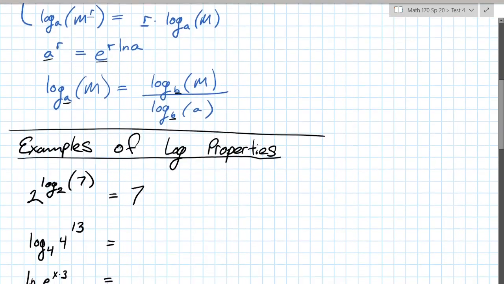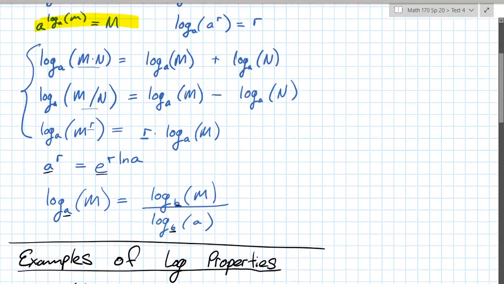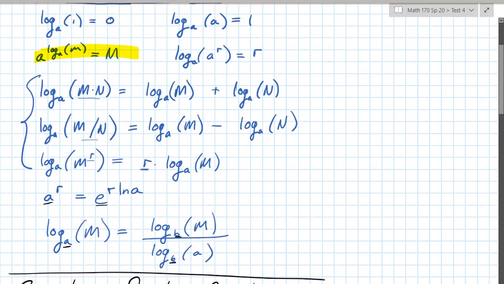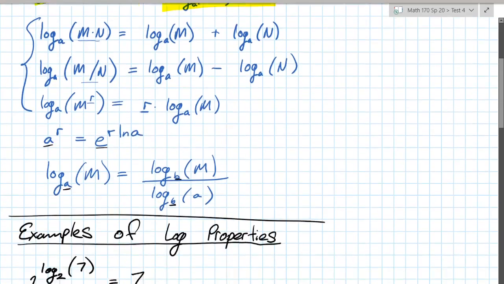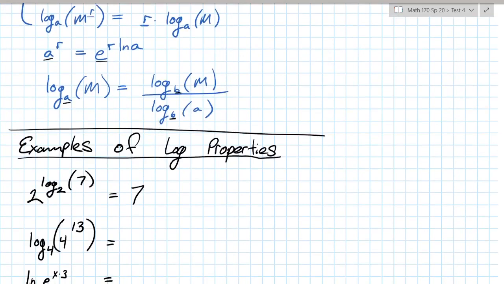The next one, log base 4 of 4 to the 13. You know, I prefer to have parentheses here. So do we have a property which helps us work with this? Yes, we do. And it's right there. So log base a of a to the r, my answer is 13.